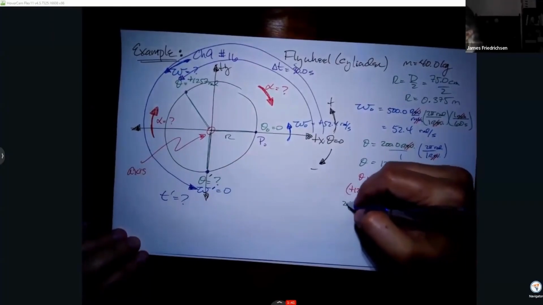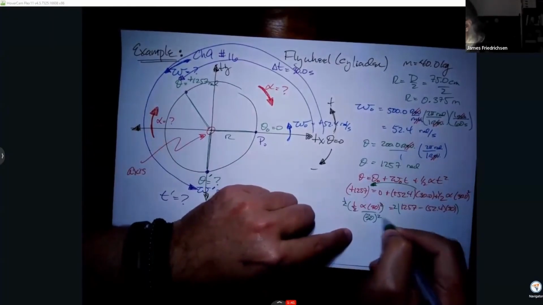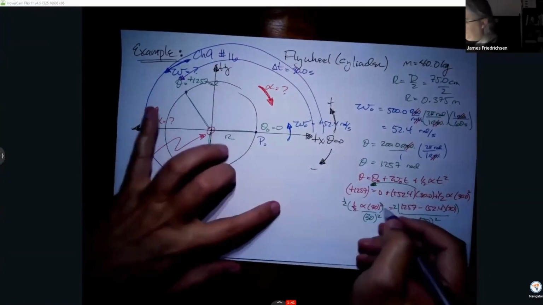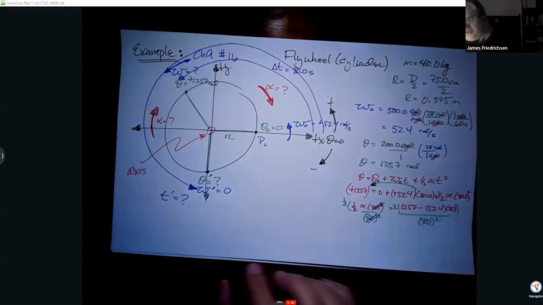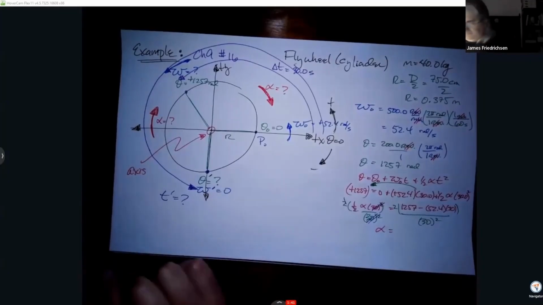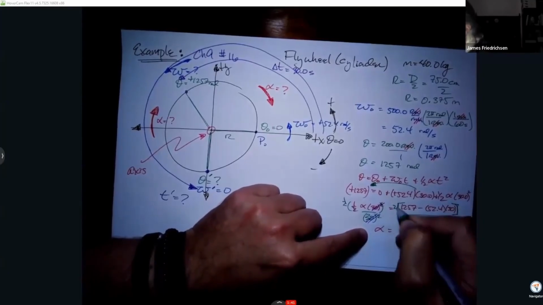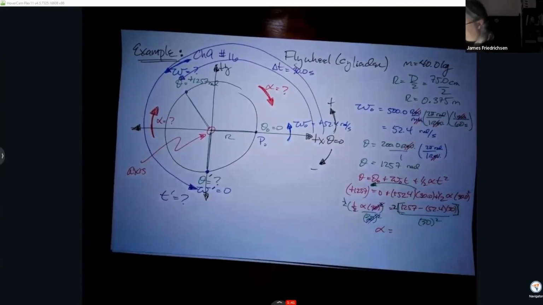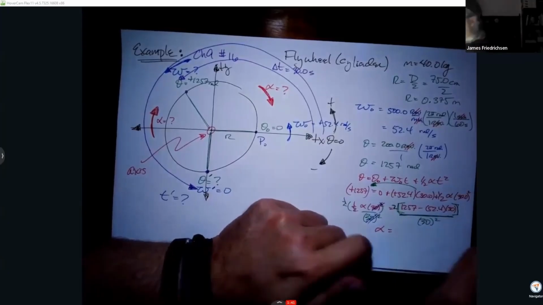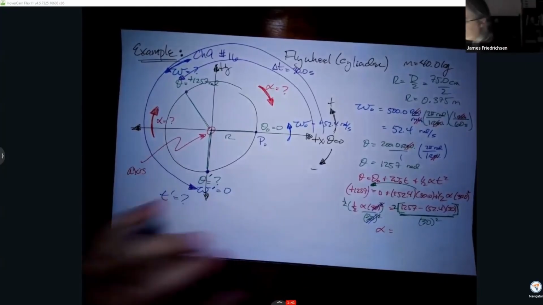So then this cancels that. Divide both sides by the 30 squared. And this should give us alpha. Negative 0.7.